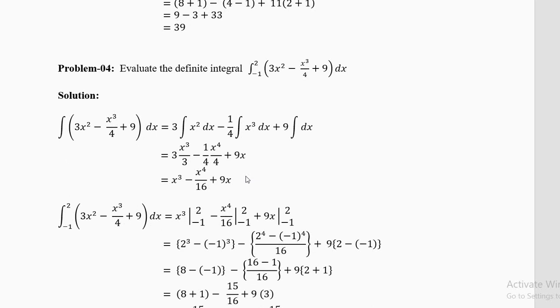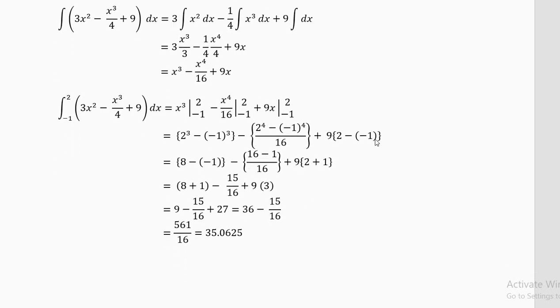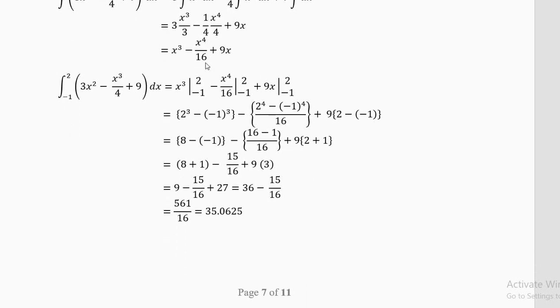Now example problem number 4. Evaluate the definite integral from minus 1 to 2 of 3x square minus x cube over 4 plus 9. There are three things in the integrand. Do them one at a time, and your integration is x cube minus x power 4 over 16 plus 9x. Now this 16 can be written as 1 over 16, but I prefer to write it differently in this form. Now the first term is x cube going from minus 1 to 2.